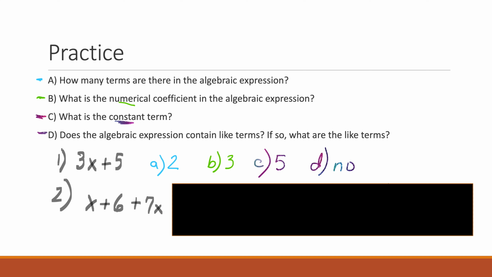And does the algebraic expression contain like terms? If so, what are they? They do not contain like terms. If it said 3x plus 5x, then they would have like terms, things that are alike. Okay, answer those questions for the next one, number 2.